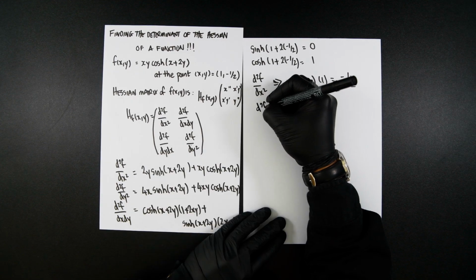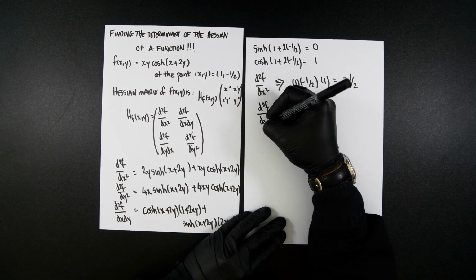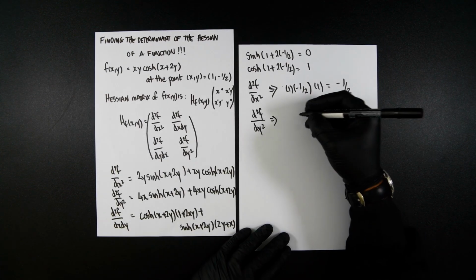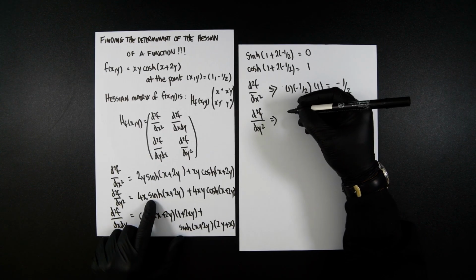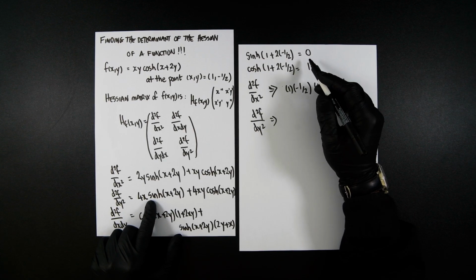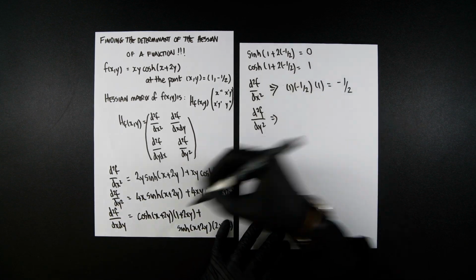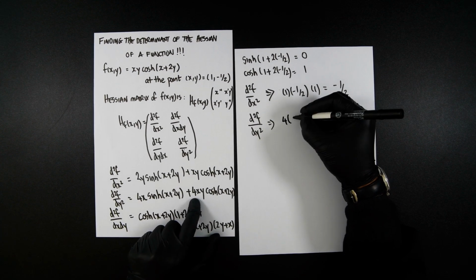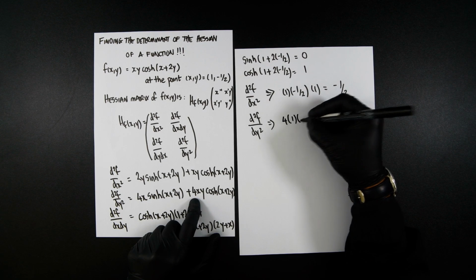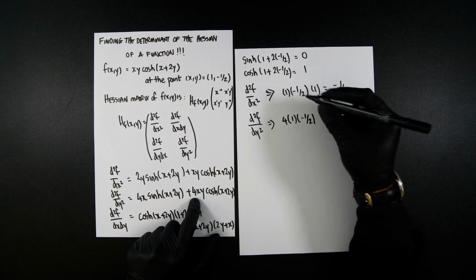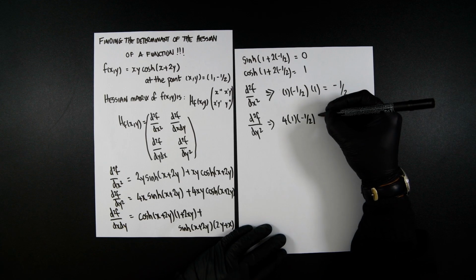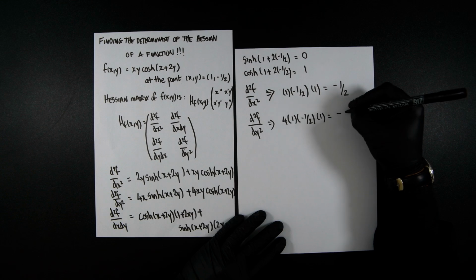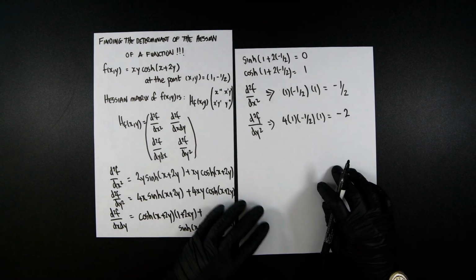Let's now do d squared f over dy squared. Here, we know that sinh is 0, so that's going to be all 0, because 0 times 4x is 0. And then we'll have 4x, which is 1, y, which is minus a half, and then cosh, with that all substituted in, is 1. So therefore, the answer to this is minus 2, if we simplify that out.